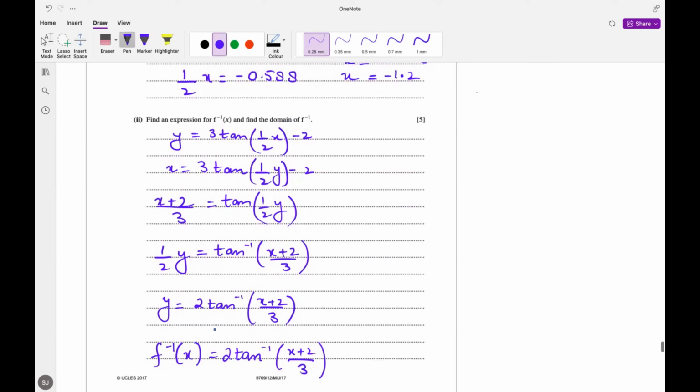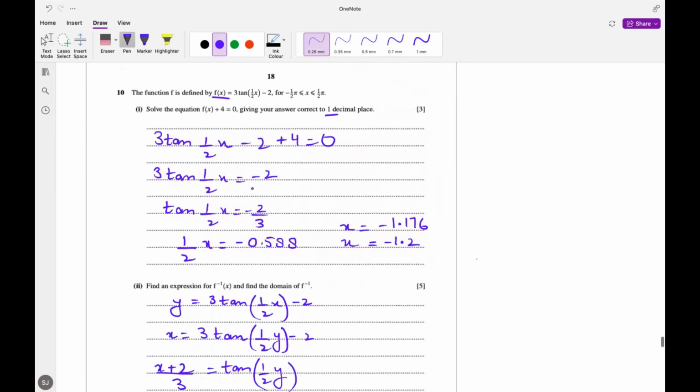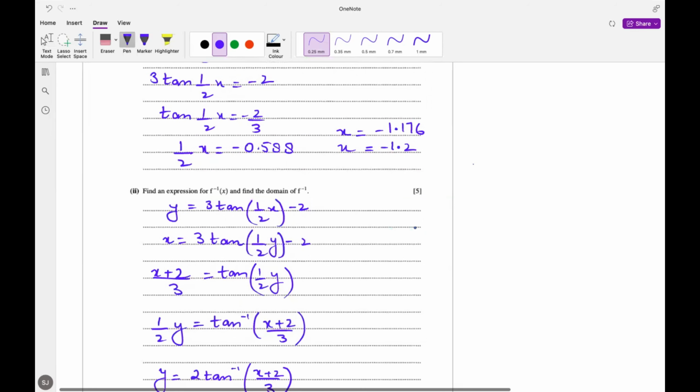So to find the domain of f inverse, we can find the range of f, which will be the domain of f inverse. Now looking at the function, which is 3 tan half x minus 2, the maximum point of this curve will be at positive 1/2 pi. If we substitute 1 upon 2 pi into this function, 3 tan of 1 upon 2 times 1 upon 2 pi, minus 2. So tan of 1 upon 4 pi is 1. So 3 minus 2, the maximum value will be 1.